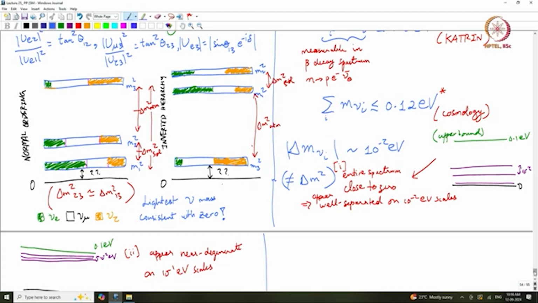One important point to note is that the lightest neutrino could actually have 0 mass. We just do not know that. Since we only know the delta m squareds, we do not know whether one of them is close to 0 or equal to 0, etc.